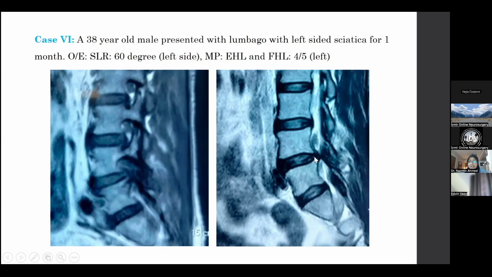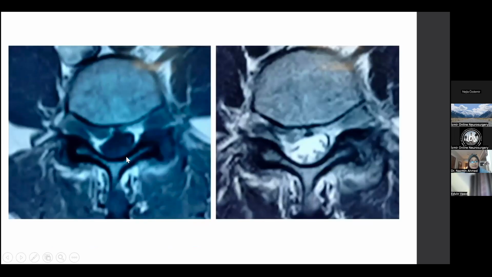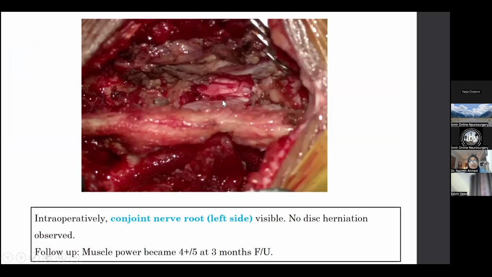In the T2-weighted image, there is an upward migratory component. In the axial image, there is a right paracentral mass. Two masses are separately evident in the T1 weighted image. There is a classical cleavage plane between the thecal sac and the mass. In the T2 weighted image, there are two separate dilated ganglion-like structures. Intraoperatively, we detected a conjoint nerve root. This is the perioperative picture showing the two nerve roots here, and this is the thecal sac.